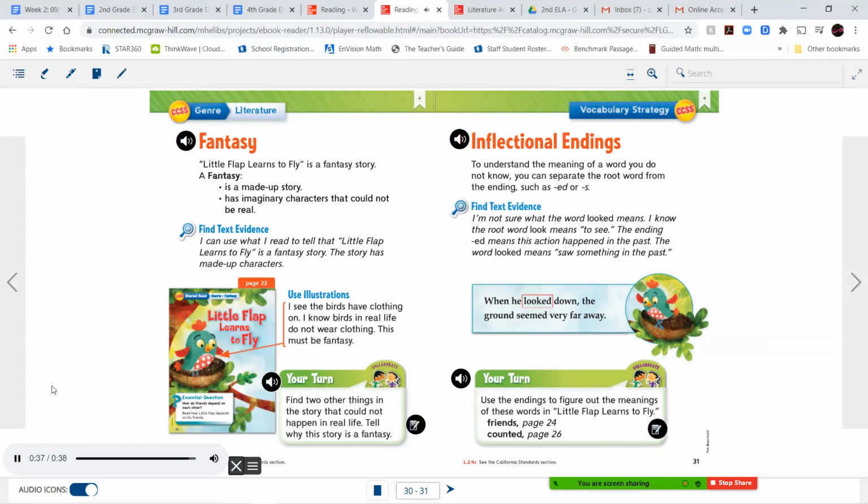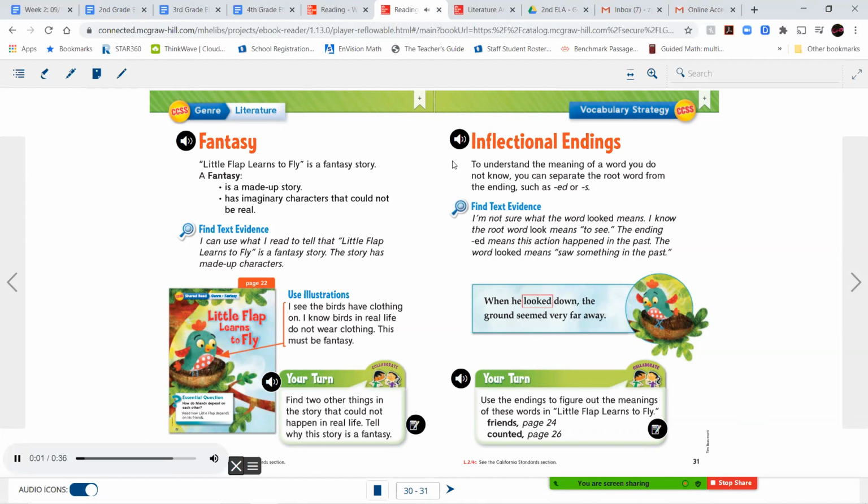This must be fantasy. So a fantasy story is a made-up story that has parts that can't be real. So when you have people that fly, or if you have animals that talk, all of these things that you can't find in real life give you clues to tell you that it's a fantasy story.